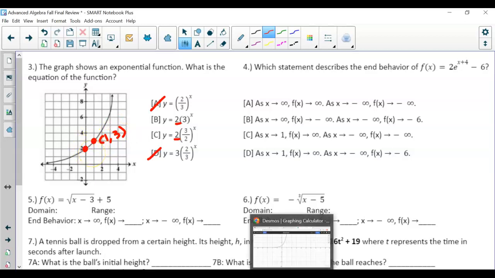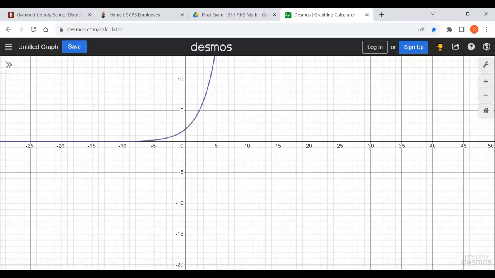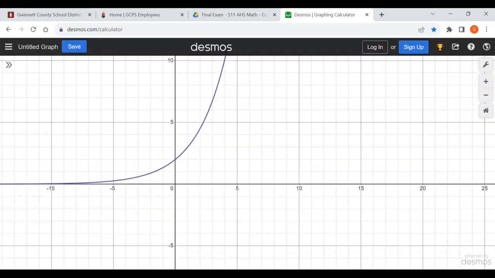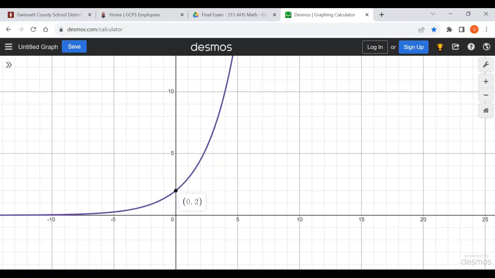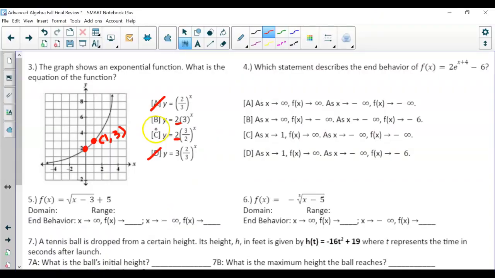So that's why here, if you look, graphing C, I'm going to zoom in, you can see that C here not only has that y-intercept at (0, 2), but here is also the point (1, 3), just like on their graph here. So that's why the answer here is C.